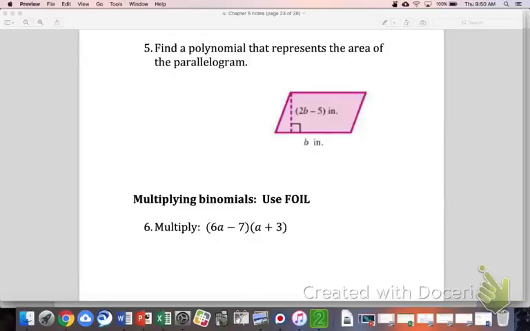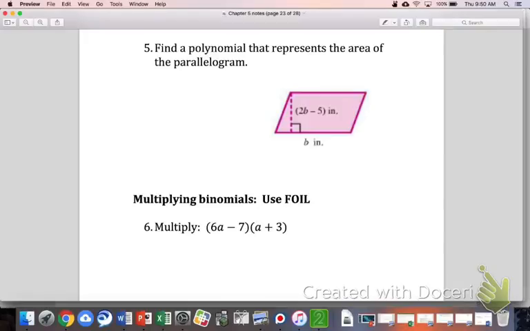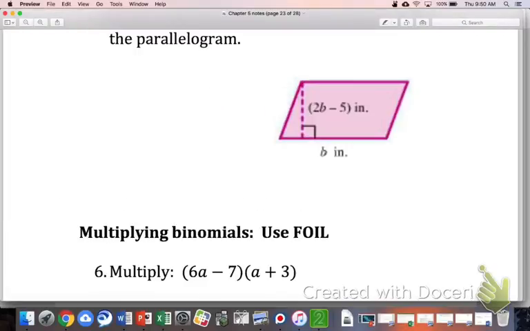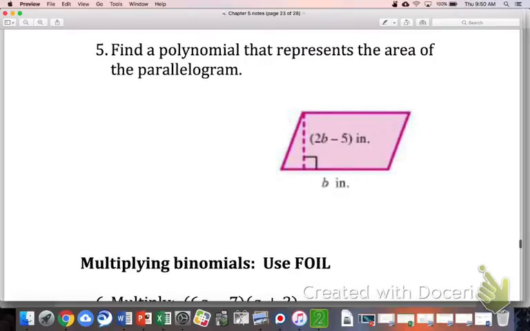We're looking at number 5 in your notes. It's up there on the screen as well. If you would, check it out. I want to give you a little direction, then I'm going to have you guys try to do this on your own. So this says, find a polynomial that represents the area of the parallelogram.